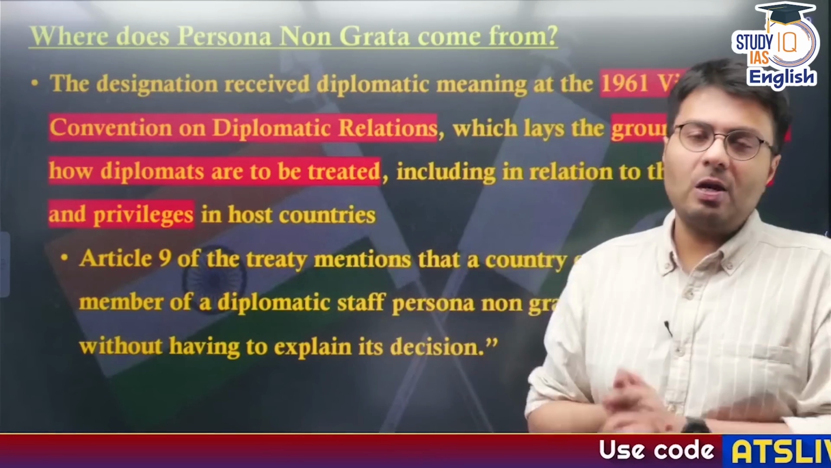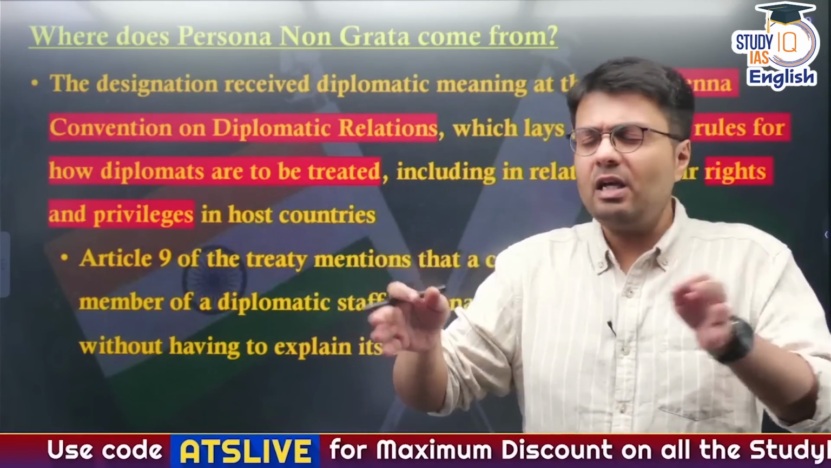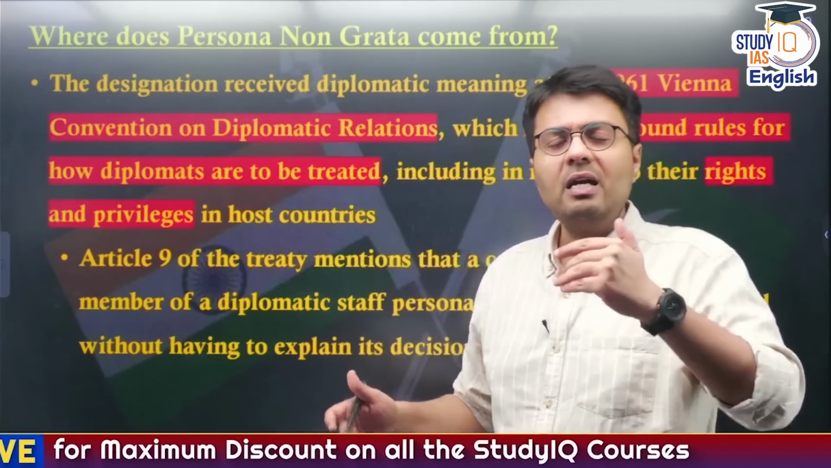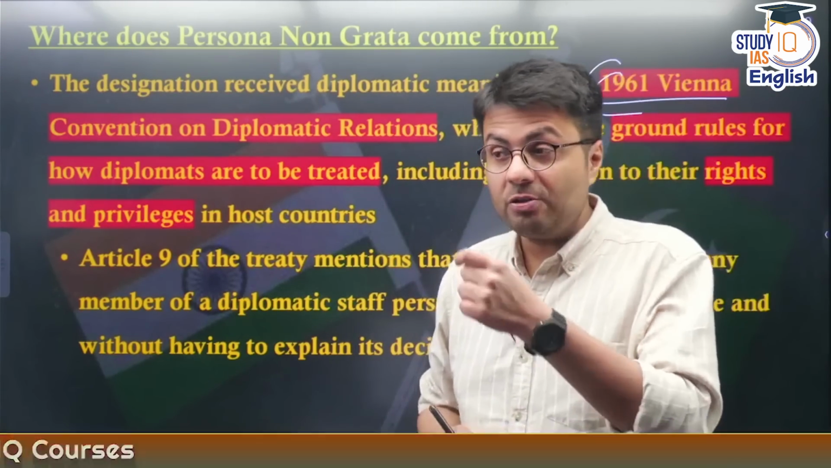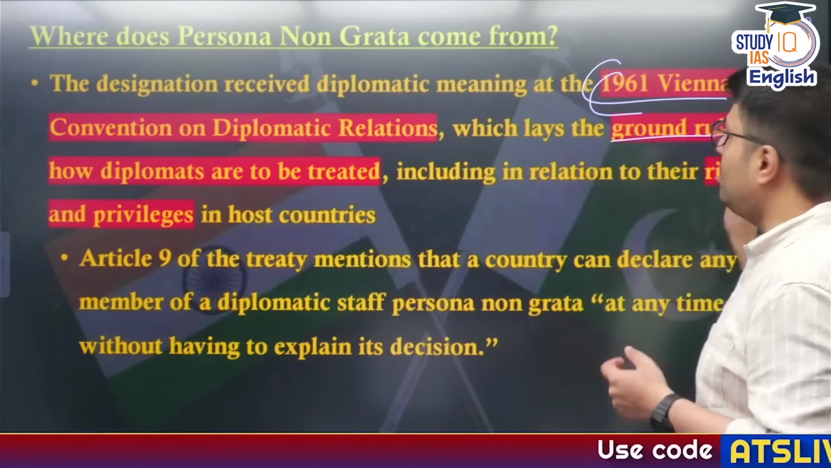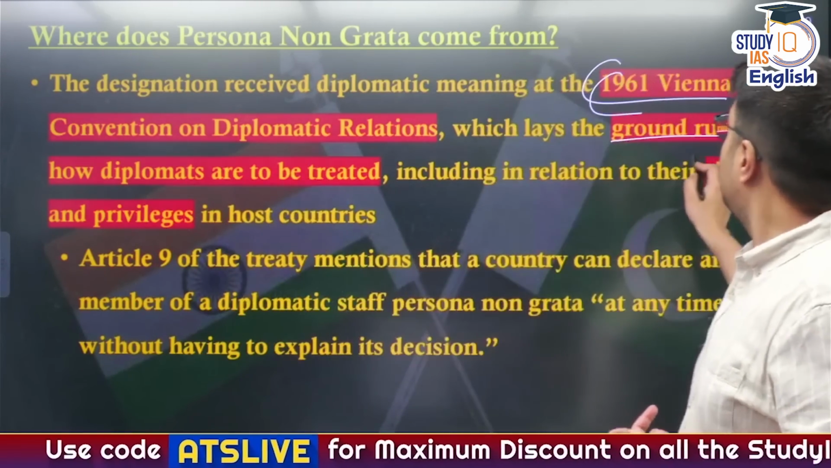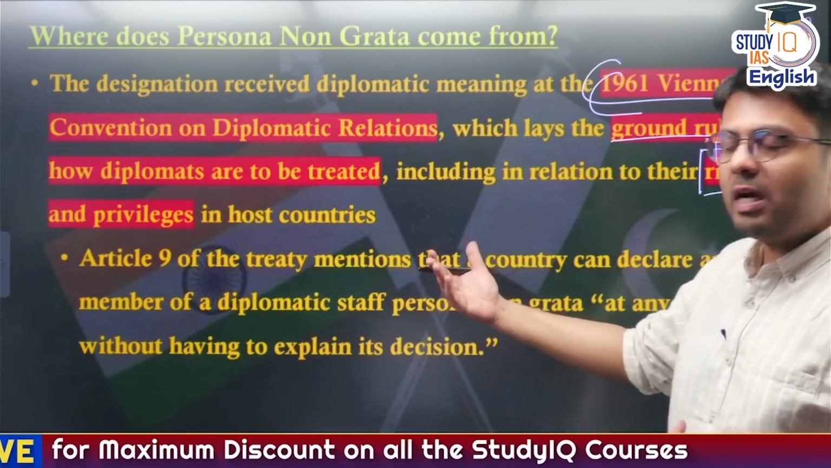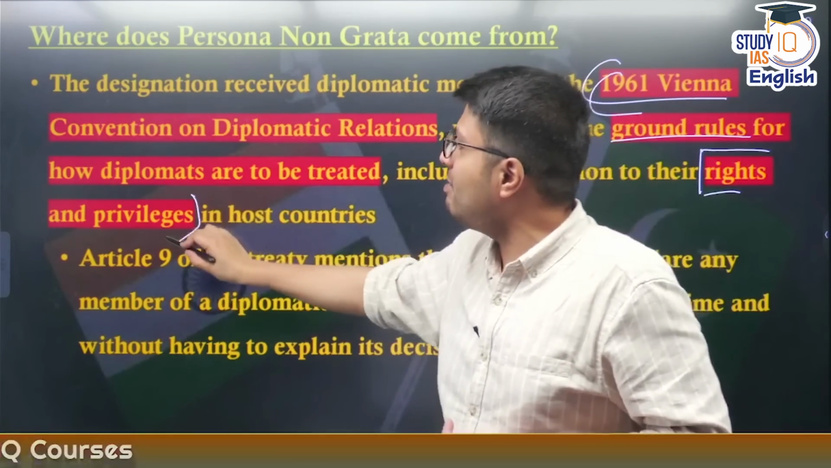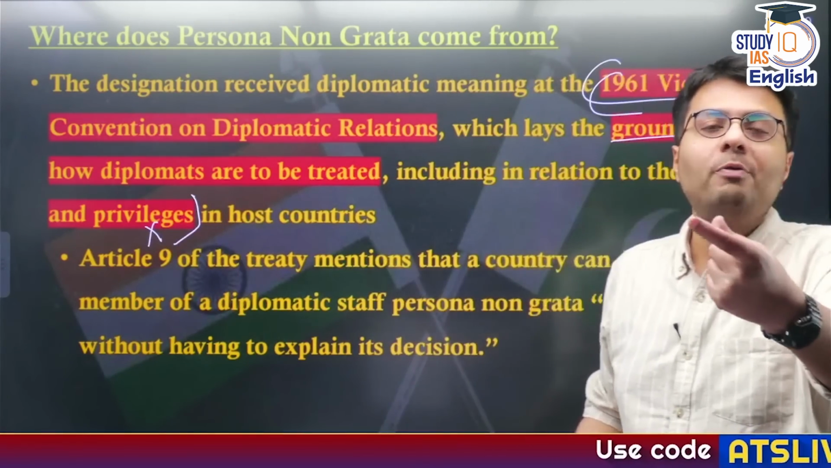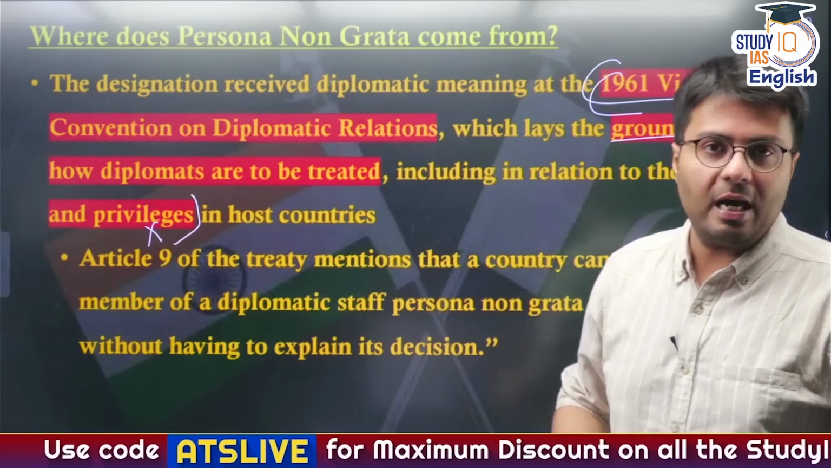Now, where does this term persona non grata come from? Now, the diplomatic relations between any two countries, be it India or Pakistan, or for that matter any two foreign countries also, are governed as per the provisions of the 1961 Vienna Convention on Diplomatic Relations. Now this Vienna Convention lays down the ground rules on how the diplomats are to be treated in their host country. For example, it gives diplomats a few rights and privileges in the host country, and once these persons are designated as persona non grata, it means the rights and privileges which are available to normal diplomats will not be extended to them.